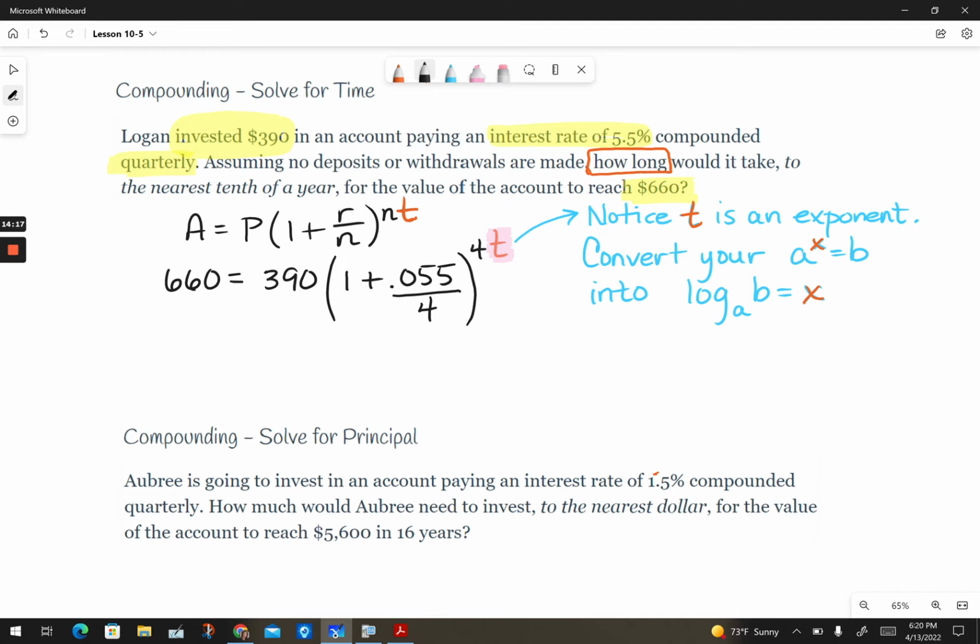Notice these zeros are going to cancel out, and we're left with 66 over 39. Now, you can leave it as 66 over 39, or if you want to reduce it right off the bat, both of those are divisible by 3. So I'm going to write 22 over 13. And notice I'm leaving it in fraction form. Don't worry that it's written in fraction form. So 1 plus 0.055 over 4 to the 4 times t, where t is what we're looking for.